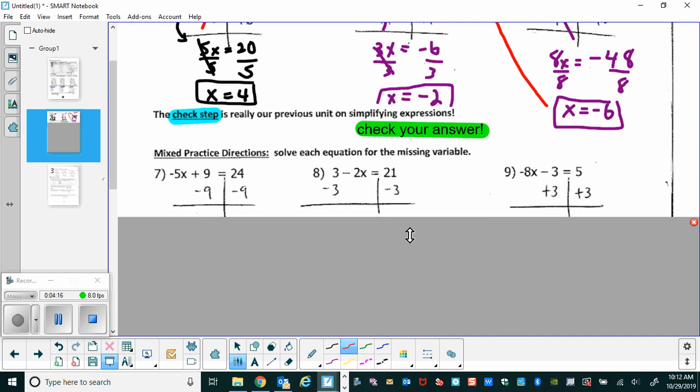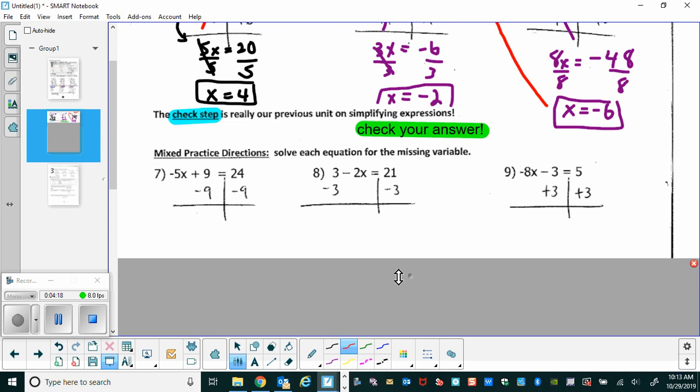So we're going to scroll down now here, and for this mixed practice, notice I've gotten you guys started here. We've got the negative 5x plus 9 equals the 24. So my first step, we're going to just subtract 9. And we're going to bring down the negative 5x. And 24 minus 9 here is going to be a positive 15.